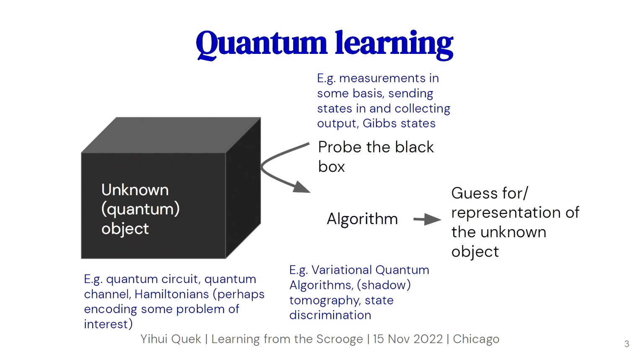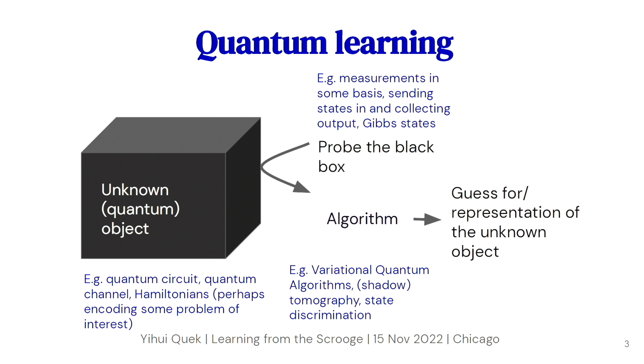And just to be more concrete, examples of the unknown quantum object could be a quantum circuit, a quantum channel, some kind of Hamiltonian, perhaps encoding some problem of interest for those of you who are familiar with the quantum machine learning world. An example of a probe could be something like a measurement in some basis or some way to choose states which you send into the black box and you collect their output. Or the measurement could also be just collecting Gibbs states of the Hamiltonian of interest inside the black box.